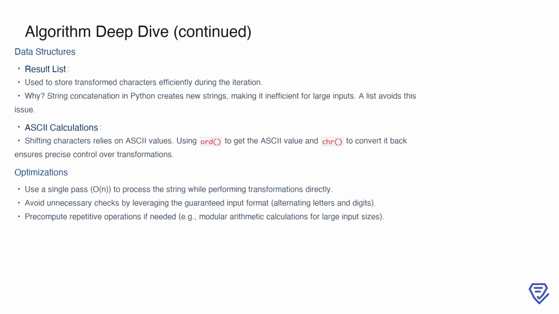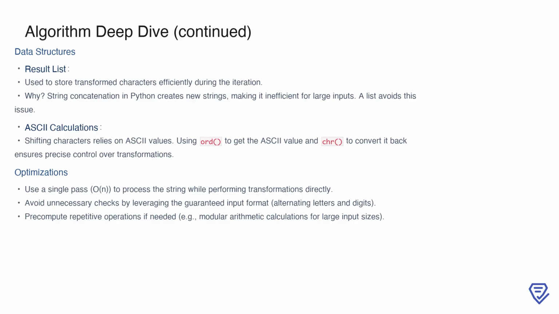Second, we use ASCII calculations to handle character transformations. The ord function gives us the ASCII value of a character, and chr converts it back to a character after applying the necessary transformations. This precise control ensures correct results, even for edge cases involving wrapping.